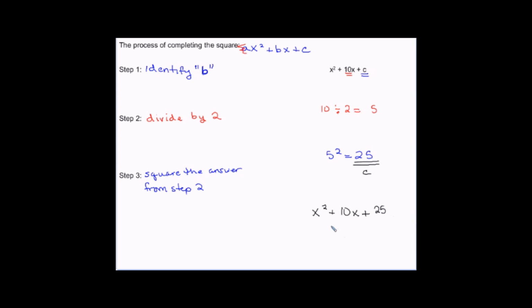And if we wanted to factor that, x plus 5 squared, and this becomes easy because the number that we got here tells us what to put right here. And the sign that we have here tells us which sign to have right there. So let's try a couple.